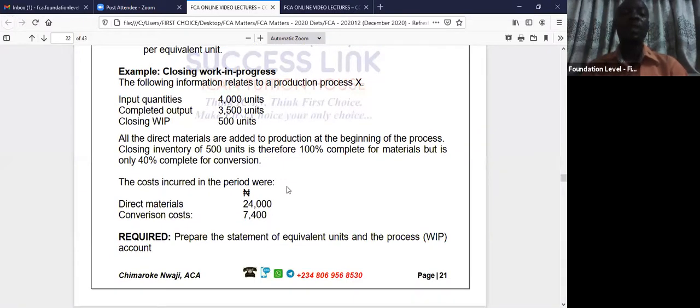Okay. The following information relates to production process X. We have input quantities here, 4,000. Completed outputs, we have 3,500. Mind you, we are not thinking about loss. There is no process loss here. Input is 4,000. What has been fully completed is 3,500. 500 is not yet complete. It's a closing work in progress.